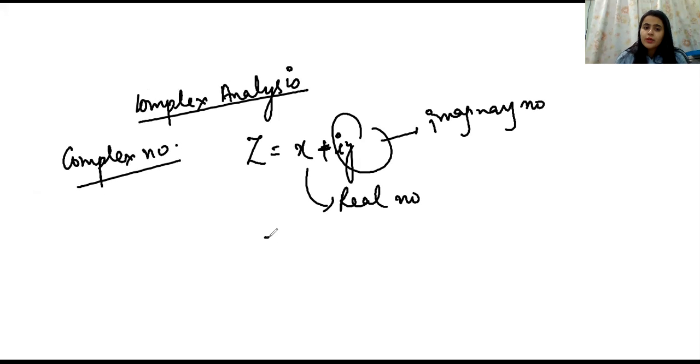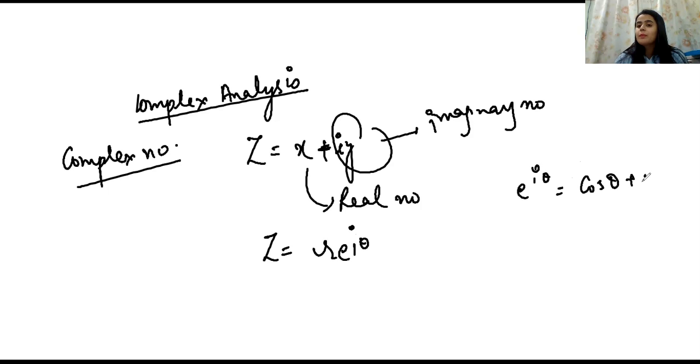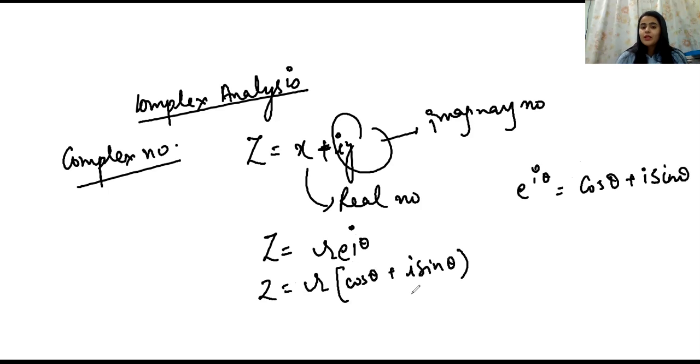So that x plus iota y can be written in the form of r e raised to power iota theta. And similarly, we know that e raised to power iota theta is equal to cos theta plus iota sine theta. And what you get, z is equal to r times cos theta plus iota sine theta. Clear? That is our complex number. That complex number is written in the form of this and that function.